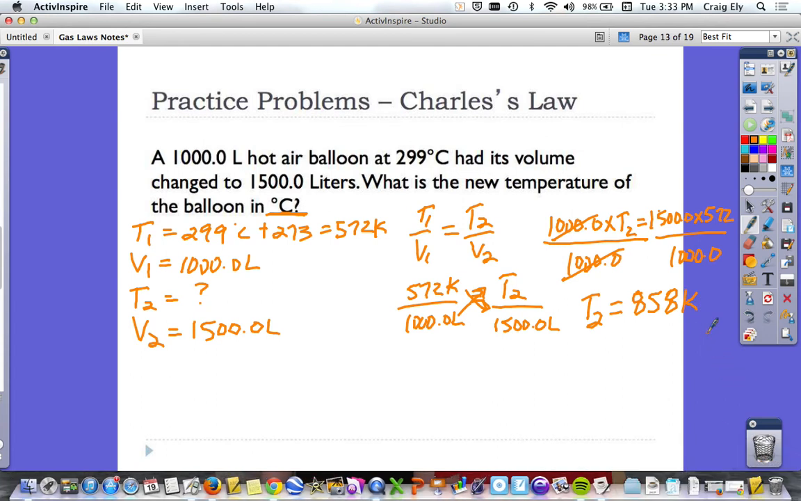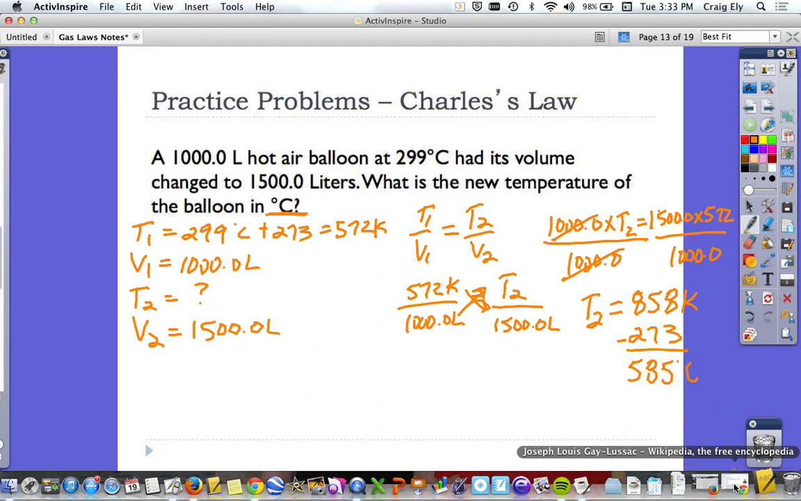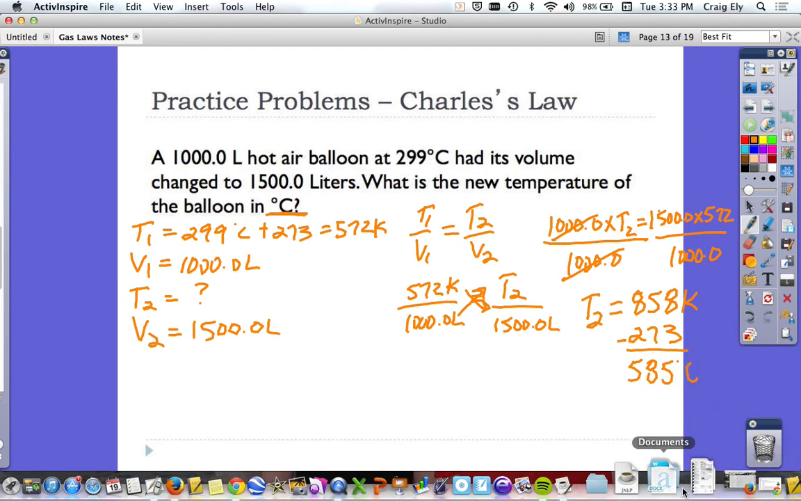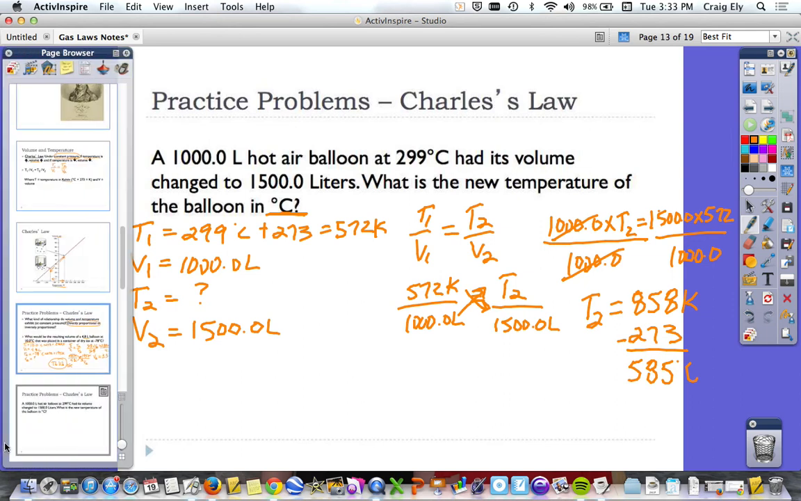Okay, so I have my T2, but remember, I want to know what it is in degrees Celsius. To do that, I'm going to subtract 273, and now my answer is 585 degrees Celsius. Okay, again, we can check ourselves to see if that is correct.